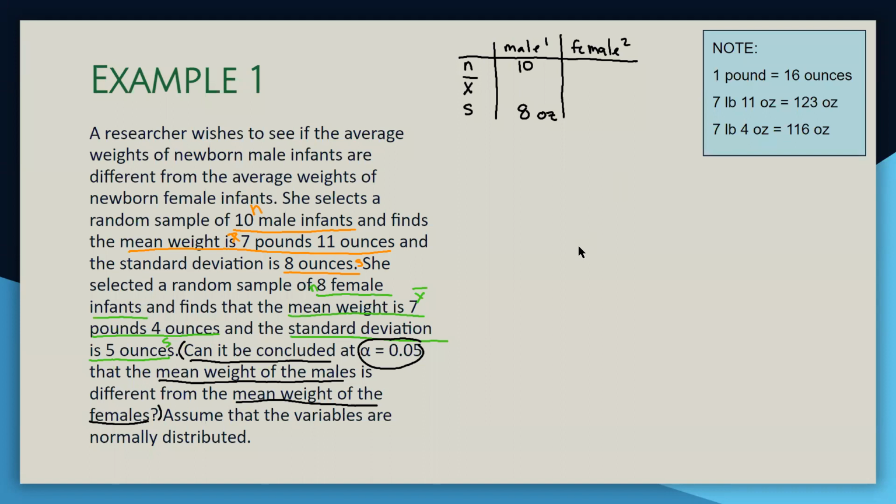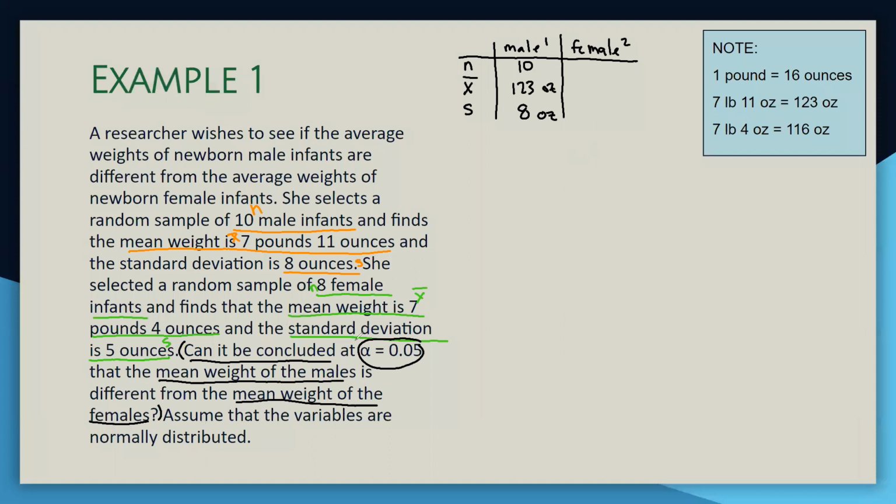So I happen to know 1 pound is 16 ounces. So if you multiply 7 by 16, you should get, I want to say, 112. And then you add 11, you get 123. And then same thing, if you do 16 times 7, you get 112 plus 4 is 116. So I'm going to write those values down as the values for the mean. So that 7 pounds, 11 ounces in orange is going to become 123 ounces.